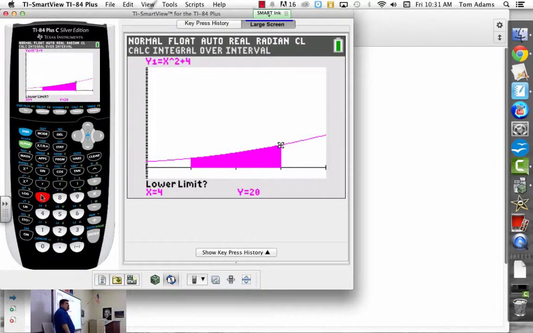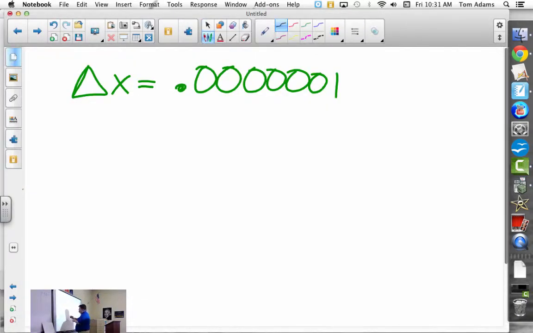So what's our lower limit? 2. What's our upper limit? 4. Now what your calculator will do is make delta x a very, very small number, and then calculate it. And the actual value is 26.66, or 26 2/3.